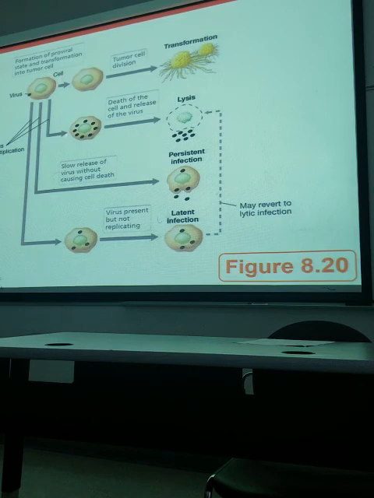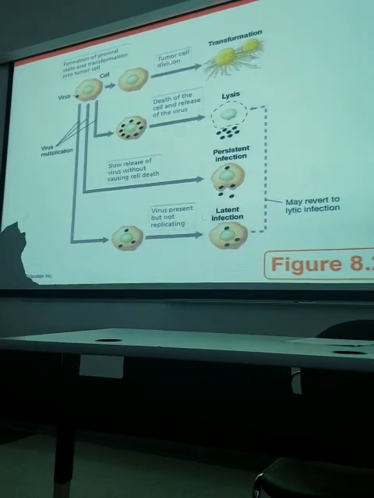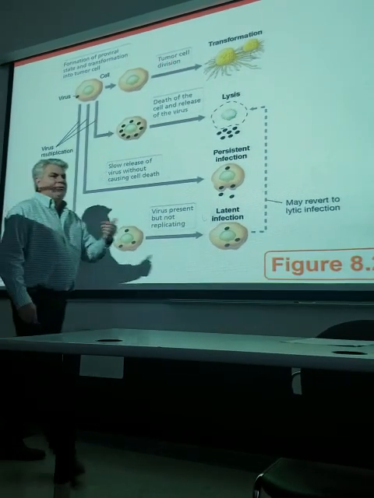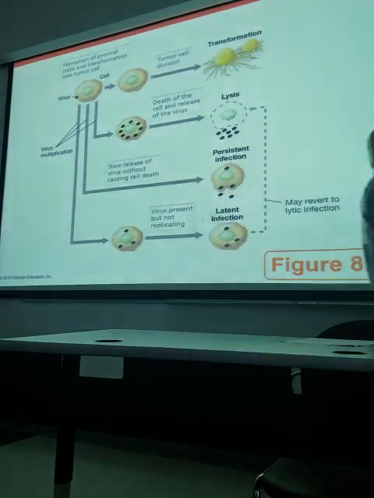Now you've got this one right here, you've got the lytic stage, death of the cell, release of the virus, that's the lytic stage, right? That's when the cells die. Now up here you've got what? Tumor cell formation and cell transformation, and this is where you get transformed into a cancer cell.